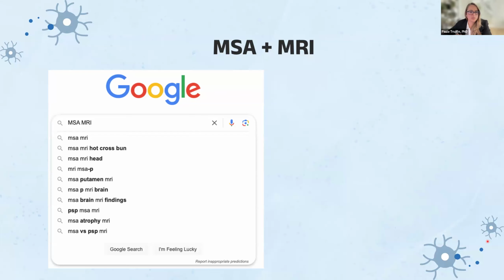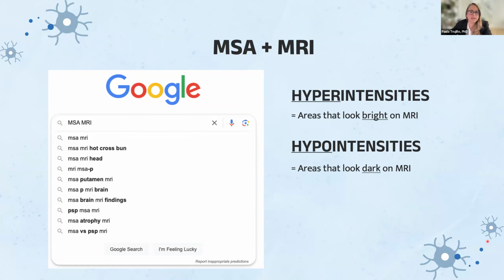So MRI is commonly used to support the MSA diagnosis. And if you go on Google and search for MSA and MRI, this is probably what you're going to find. You're going to see complicated words like hyperintensities, which actually means that there are areas that look bright in the images. You're going to see the word hypointensities, which means that there are areas that look dark.